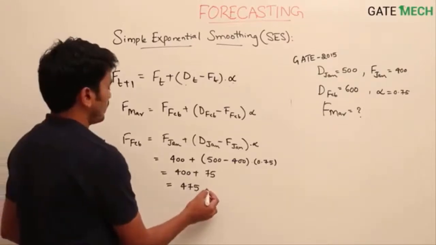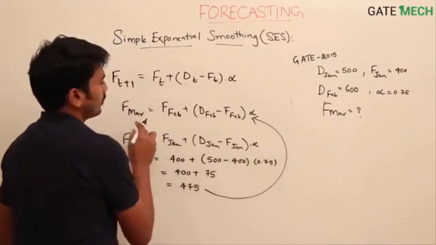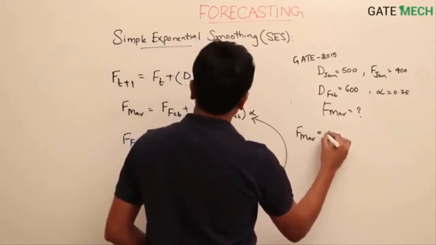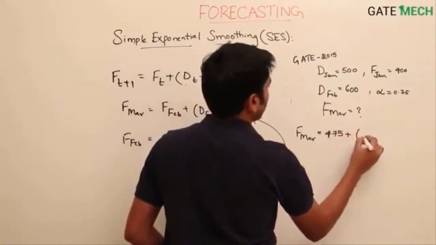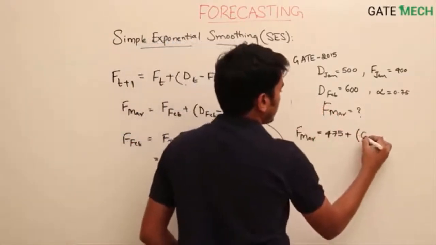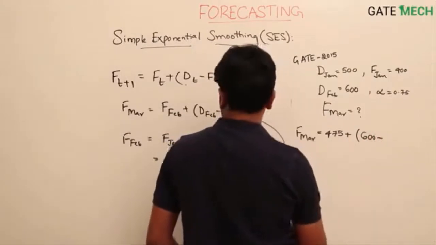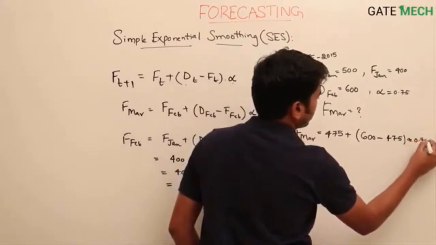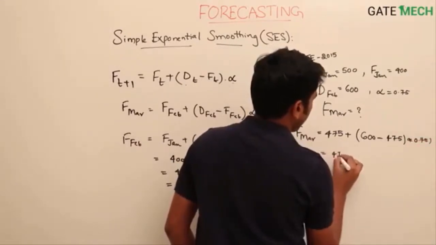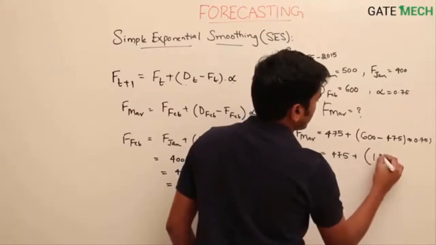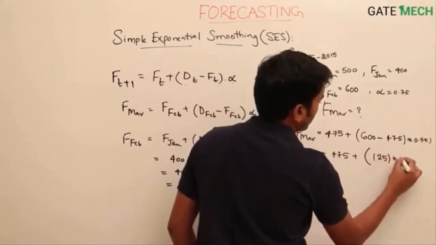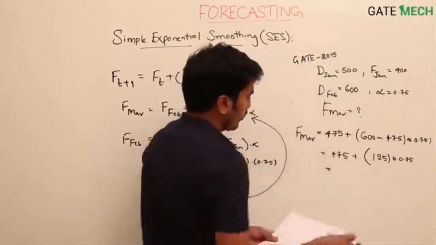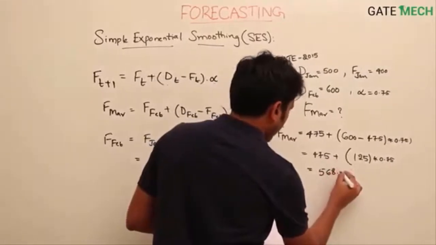Now using this we can calculate the forecast for March. That is 475 plus we got a demand for February, that is 600, minus forecast for February, 475, into 0.75. This is 475 plus this is 125 into 0.75, and this comes to 568.75.